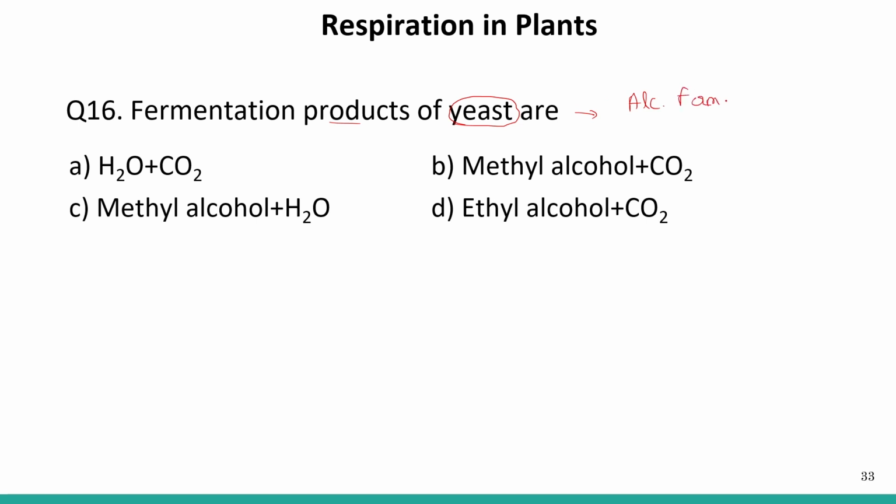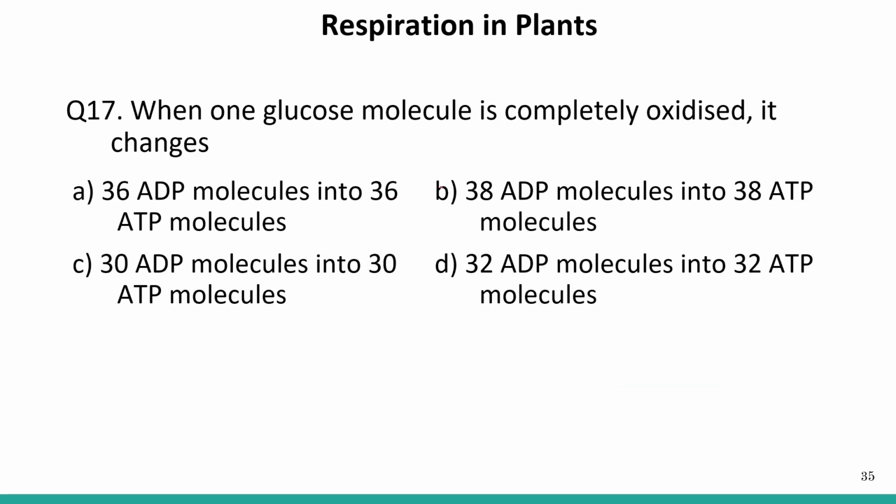What happens during alcoholic fermentation? Pyruvate, which is the end product of glycolysis, is finally converted into ethanol, which is a 2-carbon compound, and carbon dioxide is released as a byproduct. So what should be the answer? The answer is ethyl alcohol and carbon dioxide.